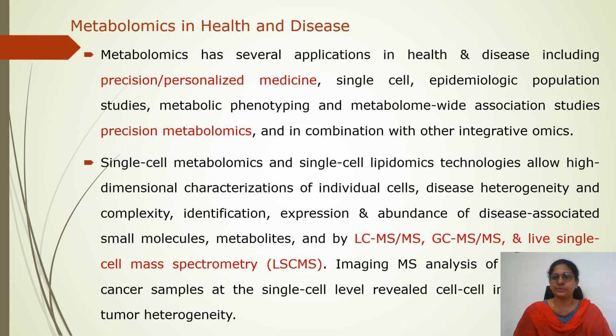Complexity, identification, expression, abundance of disease associated small molecules, metabolites, by LC-MS/MS, GC-MS/MS, live single cell mass spectrometry, we all know that it is LSC-MS. Imaging mass analysis of various cancer samples at the single cell level reveals cell-cell interactions, especially where tumor is concerned. It itself is heterogenic. Lot of reasons are there for tumor formation, and this complexity can be understood by using metabolomics and by using advanced hyphenated analytical tools like LC-MS/MS, GC-MS/MS, and so on.